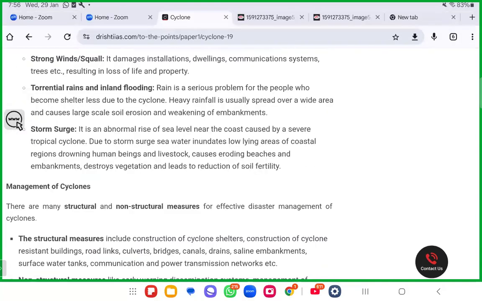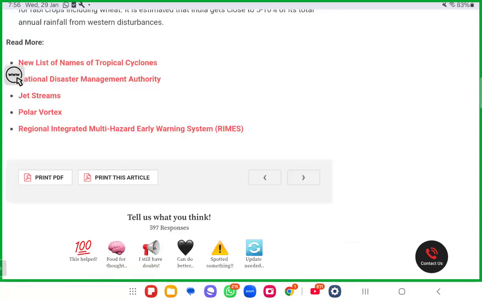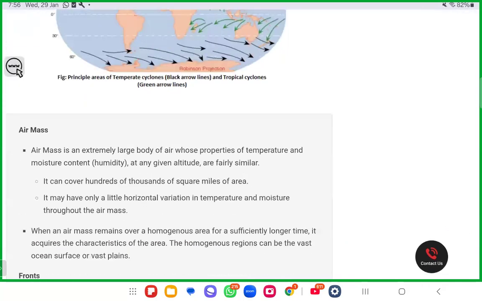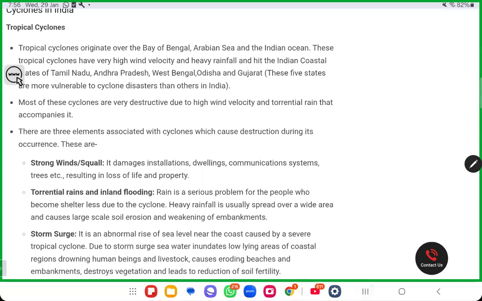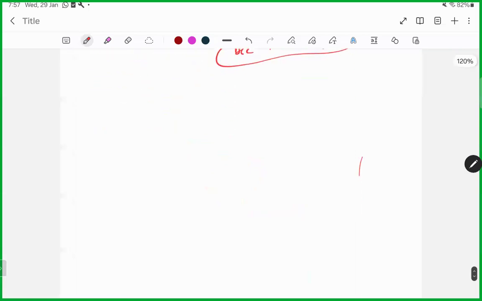Do you have any questions with regard to tropical cyclones? Did you learn anything or not? Yes, sir. No questions, okay, very good. So we will study the extratropical cyclones. We'll just study a map and we're done with it.